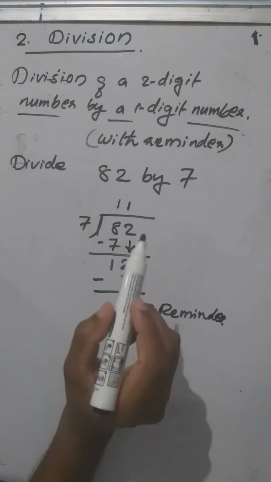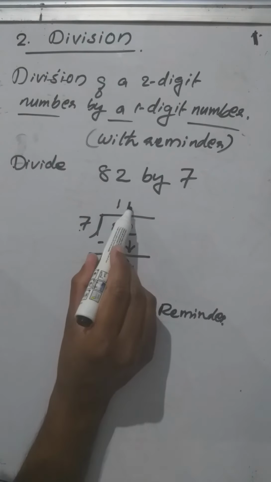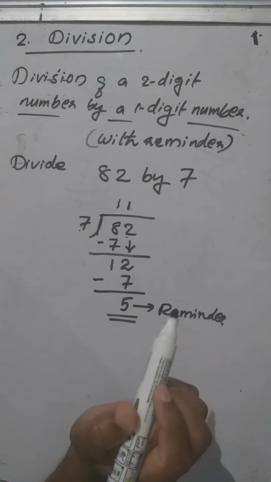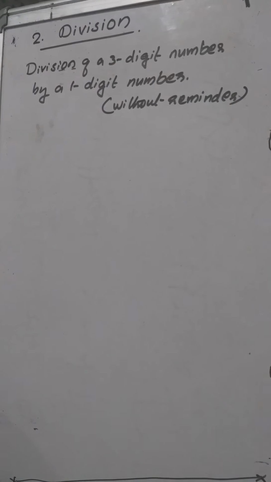Here the dividend is 82, divisor 7, quotient 11 and remainder 5. Division of a 3-digit number by a one digit number.